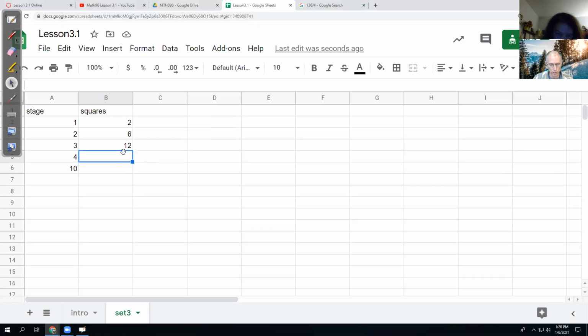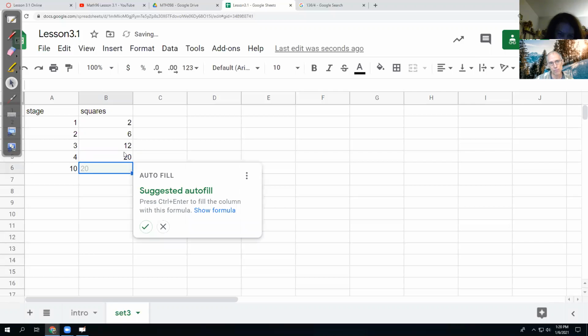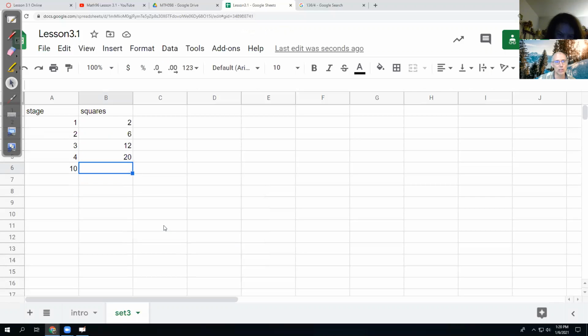Now, I can't just go there and type 4 times 5. What am I missing in my spreadsheet? Equals. Yeah, you have to do equals first, because if I just type that, it's going to say, hey, yeah, there's 4 times 5. If I want the answer, I have to type equals 4 times 5, and the asterisk symbol above the 8 on your keyboard is multiply. And it says, okay, 20. It asks me if I want to autofill. I do not here.